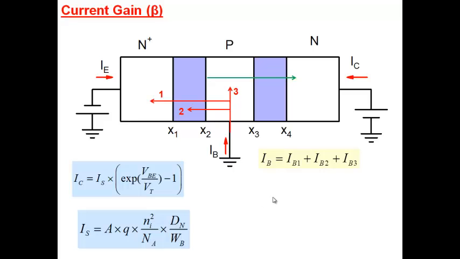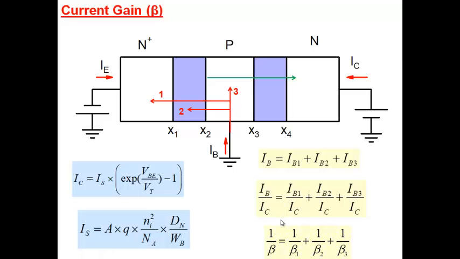So IB is IB1 plus IB2 plus IB3, and we can then write IB by IC, which is the net 1 over beta, and therefore one can define that beta has several components. One could define a beta 1 due to base component IB1, and similarly beta 2 due to IB2 and IB3 here. So the total net effective beta one can write as 1 over beta equal to 1 over beta 1 plus 1 over beta 2 plus 1 over beta 3 here. Whichever one is the smallest one will have a dominating effect on the overall current gain.